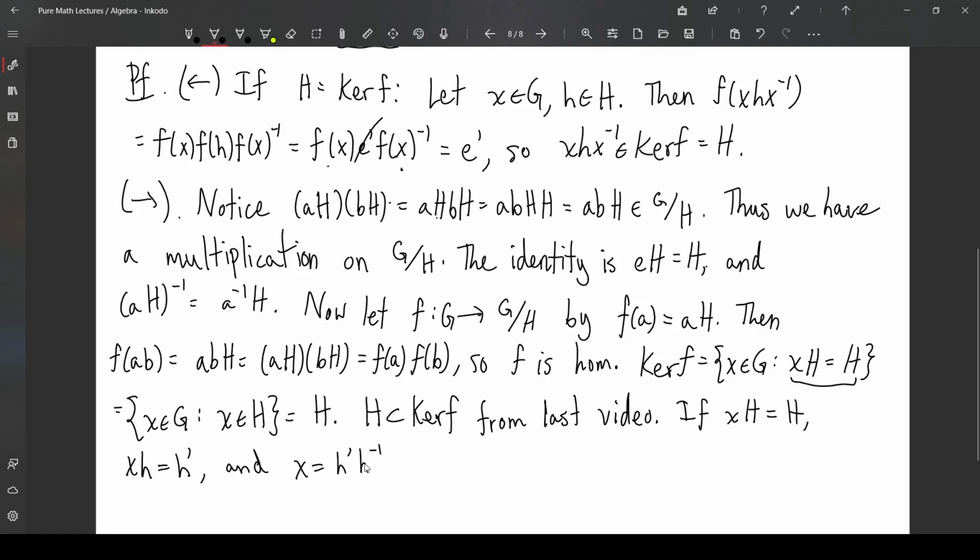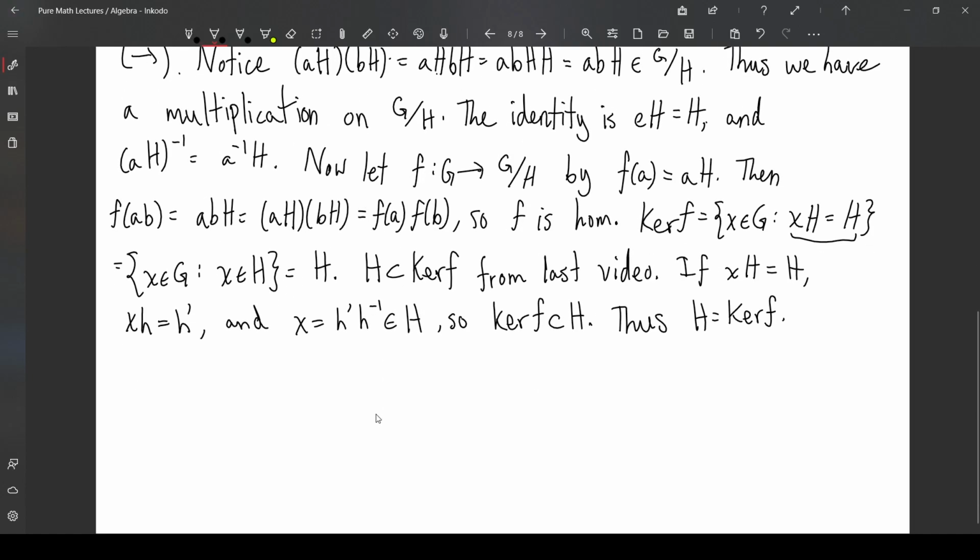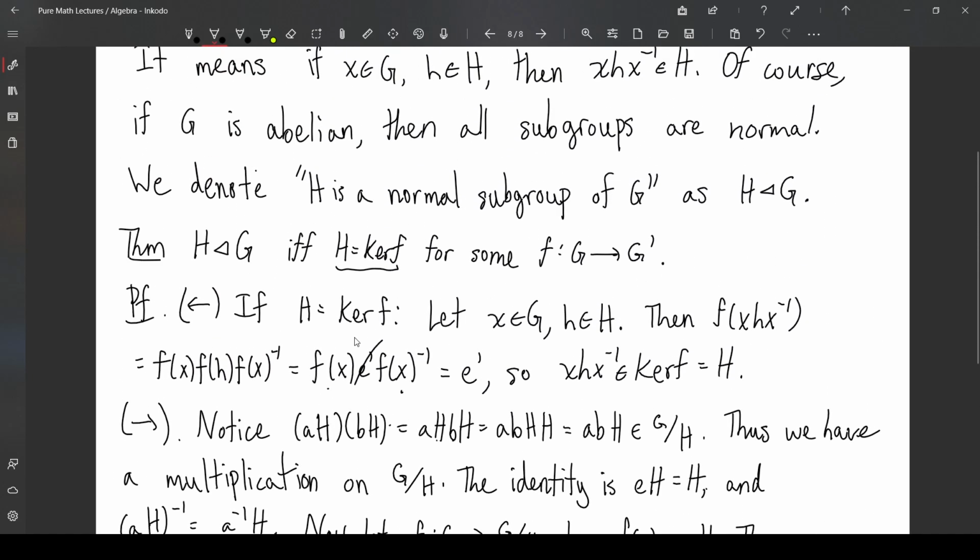can write x as this product of elements, and these elements are in H, so this is an element of H. And so this shows that the kernel of F is a subset of H. Therefore, since we have H as a subset of kernel of F, and kernel of F is a subset of H, we have that they are equal. Okay. And so this shows us, right, what we were trying to prove is that H is normal if and only if H is a kernel.